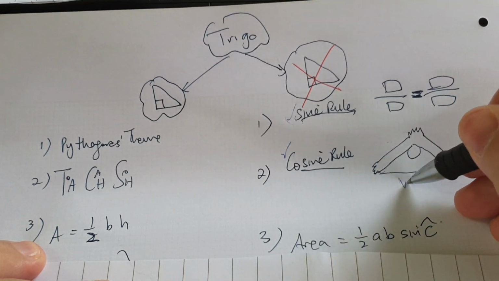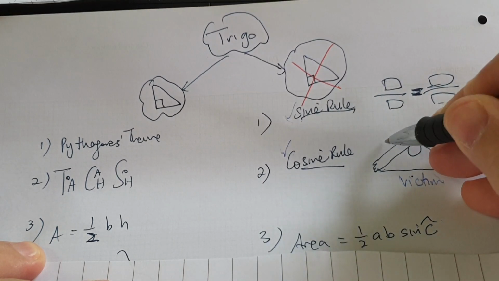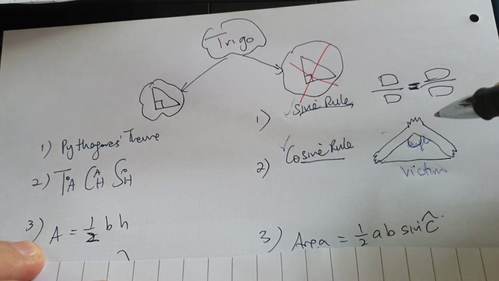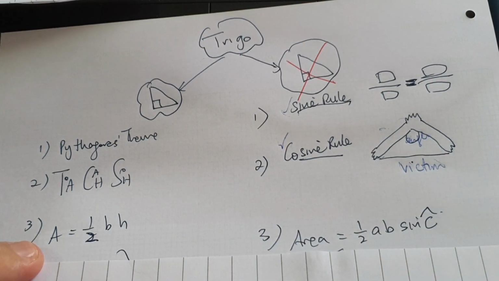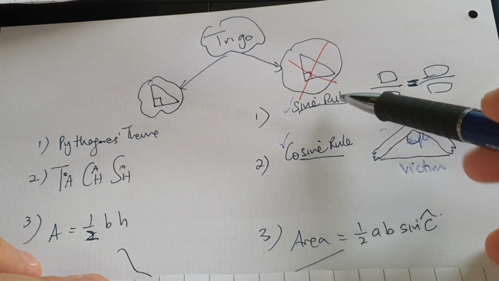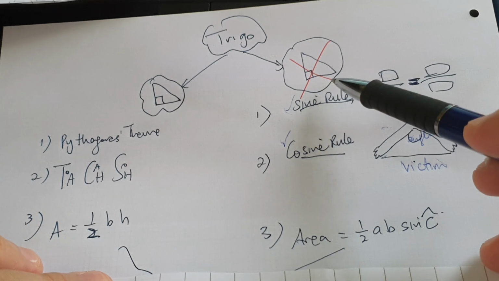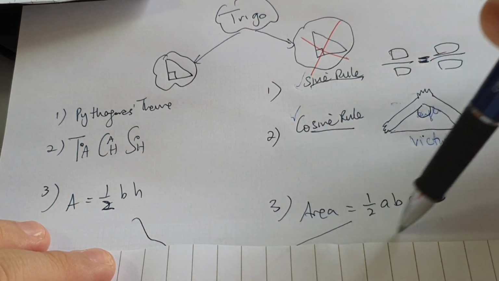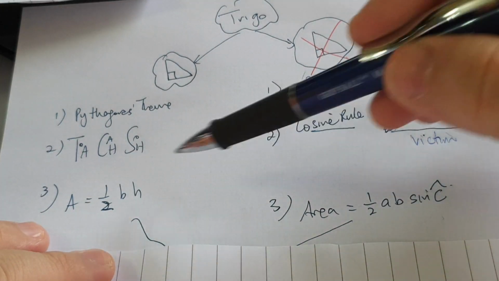And then this one, the way that we learn is the victim, and then these are the two arms, right? And then this is the angle. Okay, we're going to discuss how to use all this in this particular video. Now, if the triangle is not a right angle triangle, then you can use half AB sine C. But most of the time, these two are used concurrently.